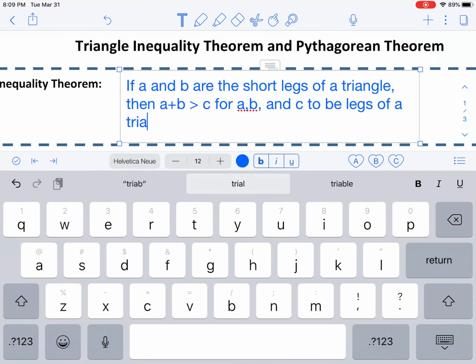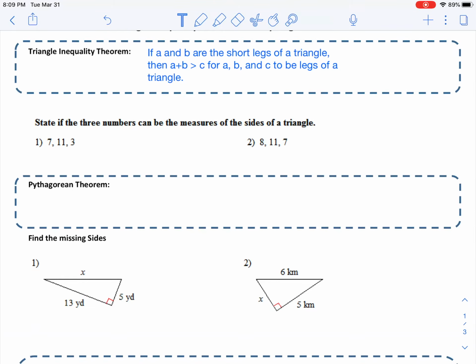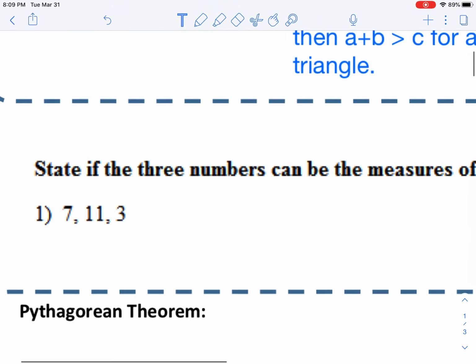So essentially what we're saying is that if they give you three side lengths and this does not happen, if you take the two smallest sides and they do not add up to be bigger than C, then it can't be a triangle. It would not fit. If you remember the straws, we had some particular instances where we did that and the straws would not fit together correctly, right?